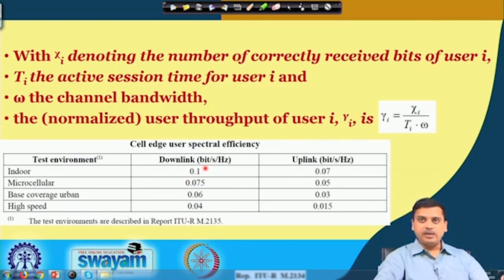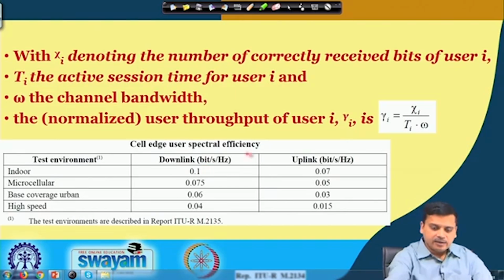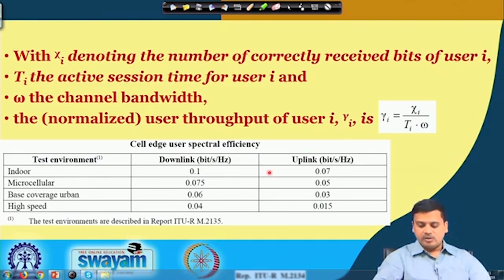We had seen the peak, we had also seen the cell spectral efficiency. So, these are different metrics which together describe the performance of such a system. And again, these are the requirements that are necessary to be satisfied in order to be called an IMT-Advanced or a 4G system.